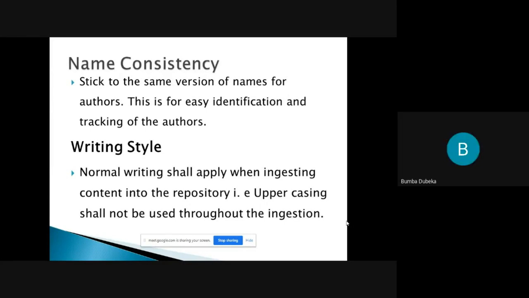Okay, so what we have actually done is we have decided that for people with a PhD, we include the doctor title when ingesting. For everyone else, we do not include the Mr., Mrs., or Miss titles for authors.